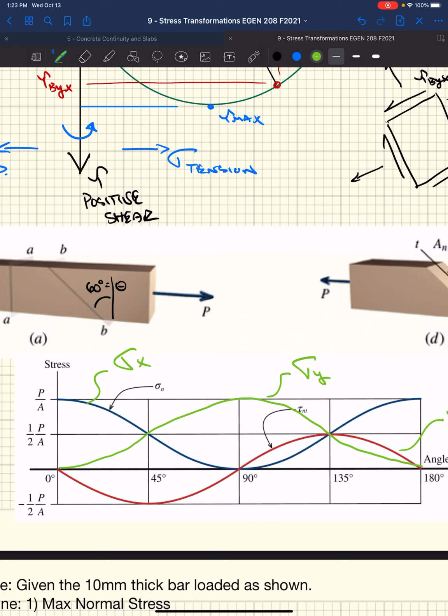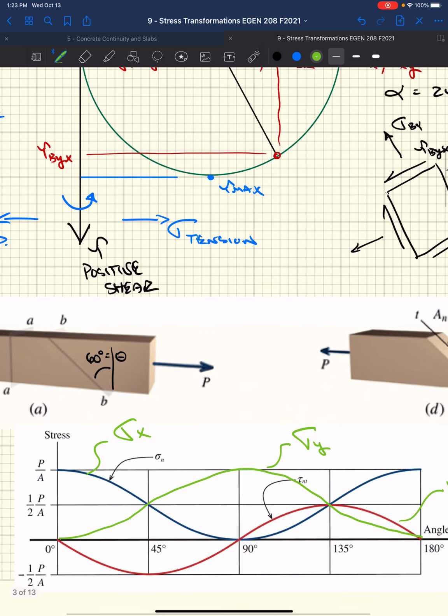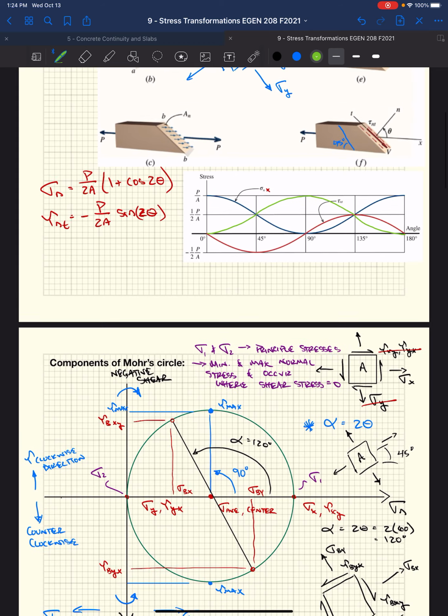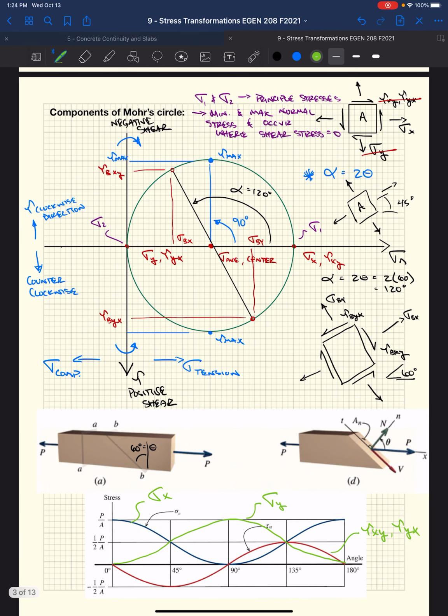We've essentially taken our stress block A and rotated it 90 degrees. Well, what does that do? That just means that now the y face has this normal stress on it that we're pulling on. So that's why as we rotate 180 degrees, we rotate 360 degrees on Mohr's circle.